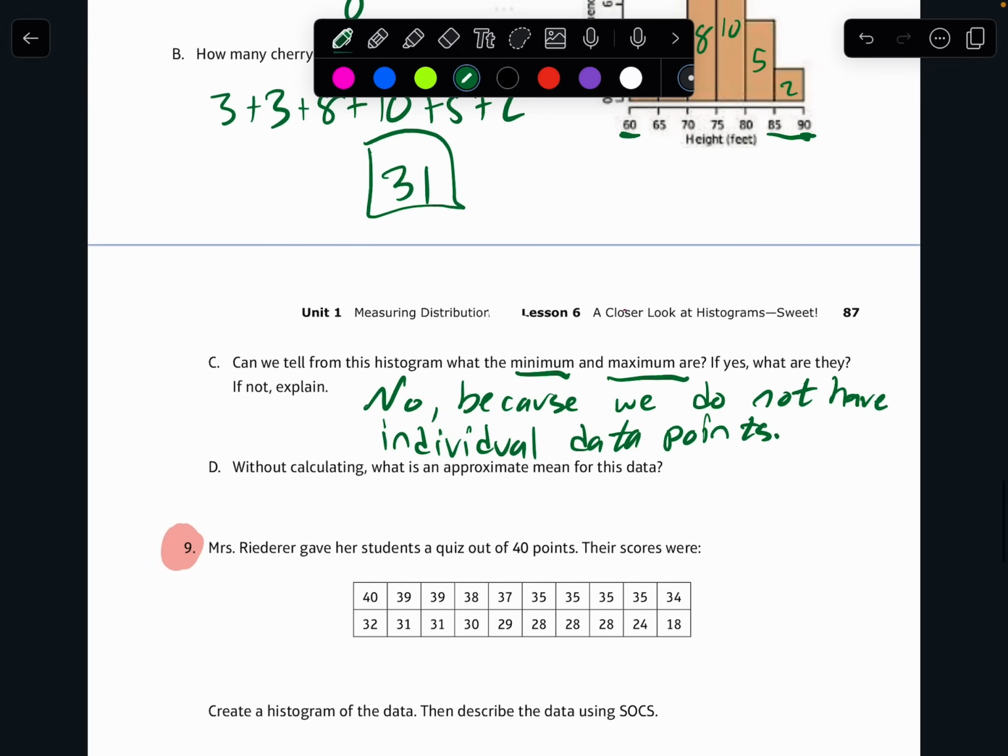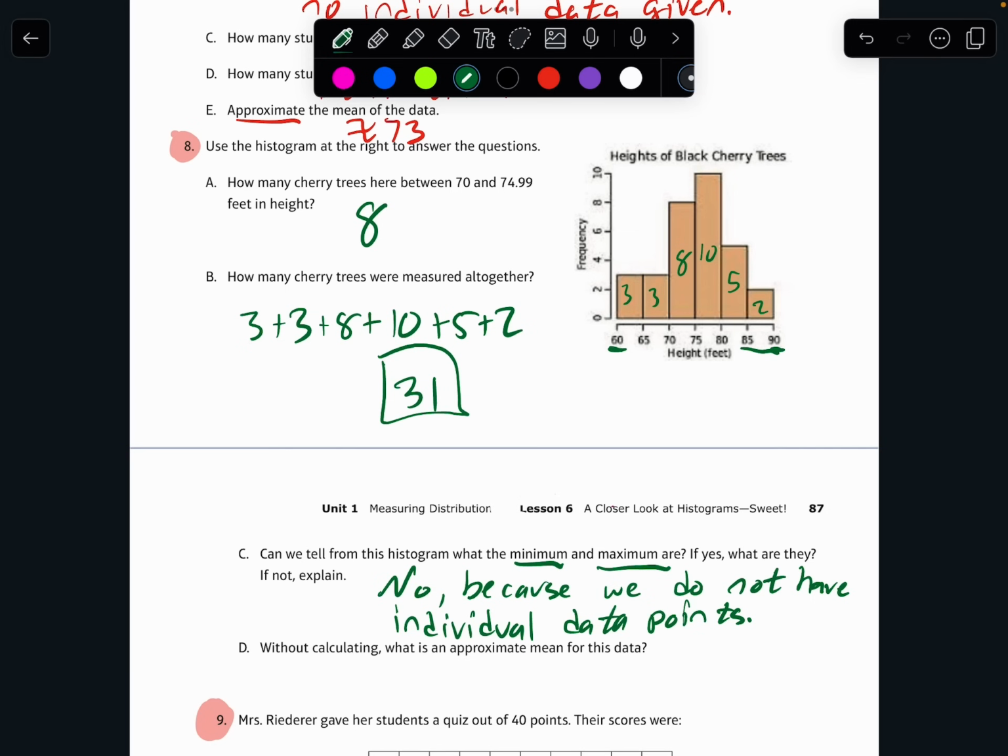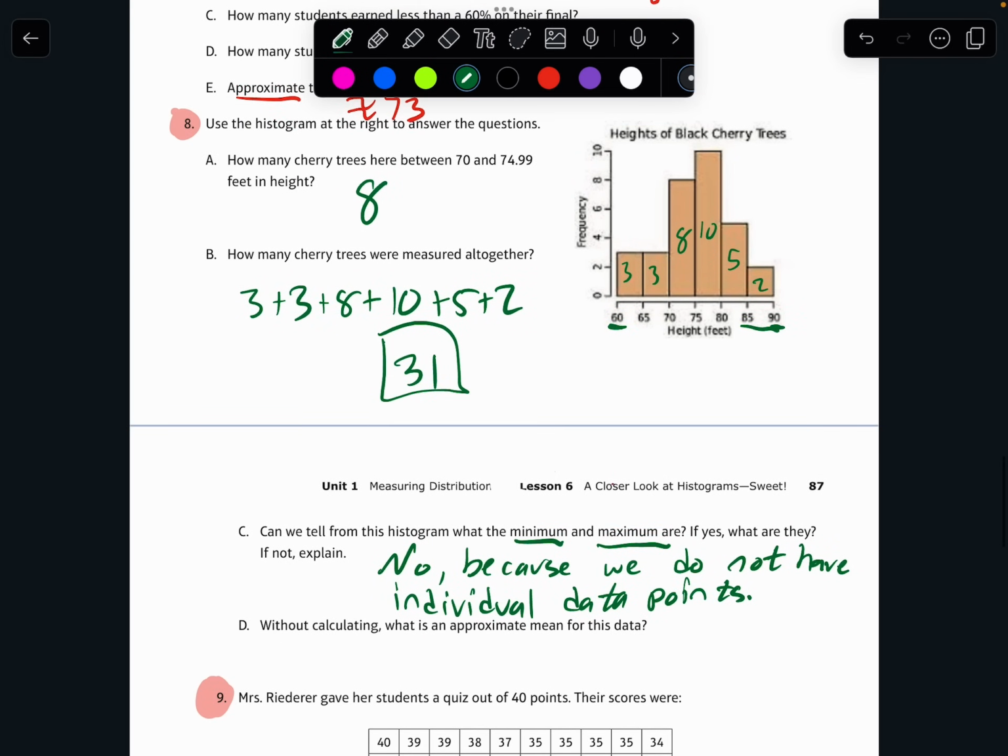And then D, without calculating, what is the mean for this data? Honestly, I would say it would probably be about, I don't know. If I really just have to take a ballpark guess, then probably 72.